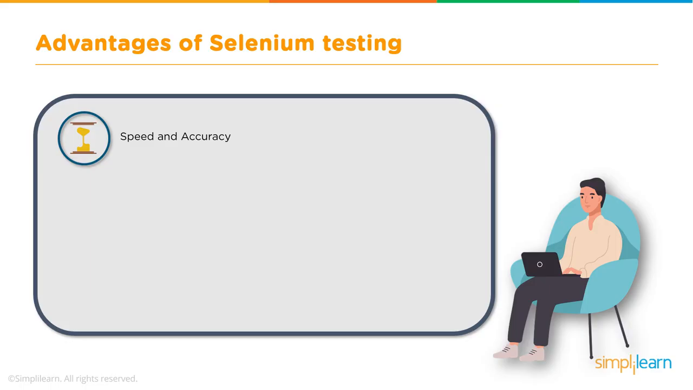Advantages of Selenium: speed and accuracy. Since there is no manual execution, your tests can run faster, and with grid, it helps in parallel execution. So you can actually execute a large volume of test cases within a short time frame.